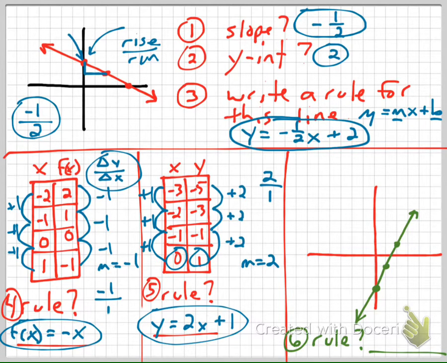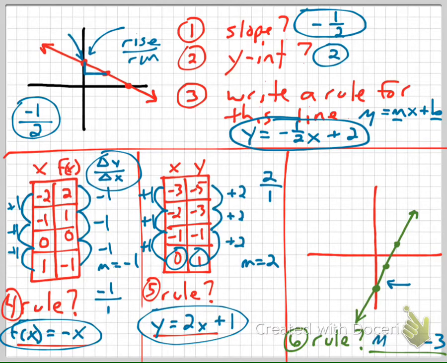Well, in order to find the rule, what are the two things I need to know? I need to know the y-intercept and the slope. Can you tell me the y-intercept and the slope on this one? Yes. Okay, so what is the y-intercept? -3. That's -3. So we know this whole thing's going to be something, something, something, and then it's going to be -3, right? We know that.